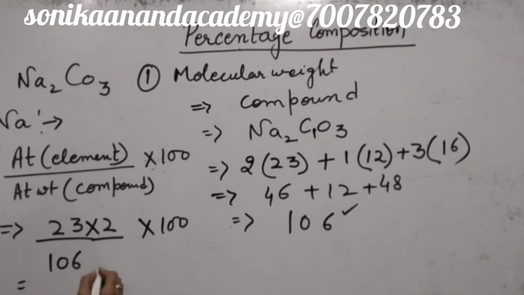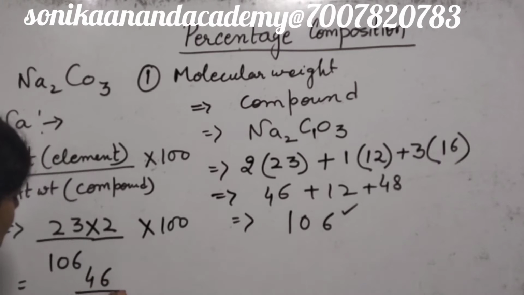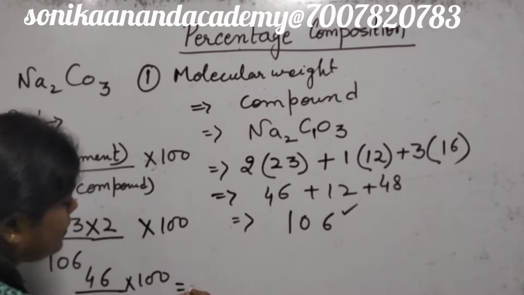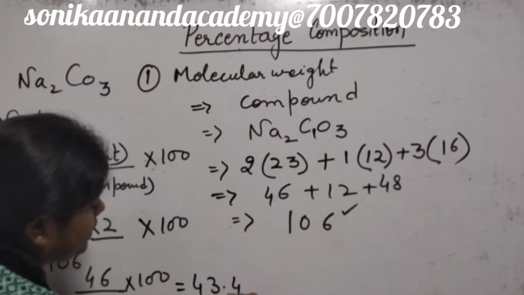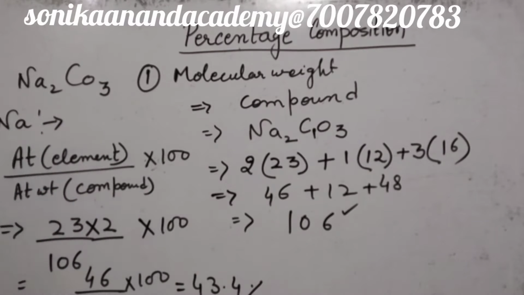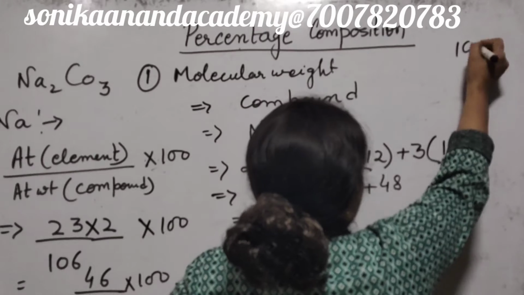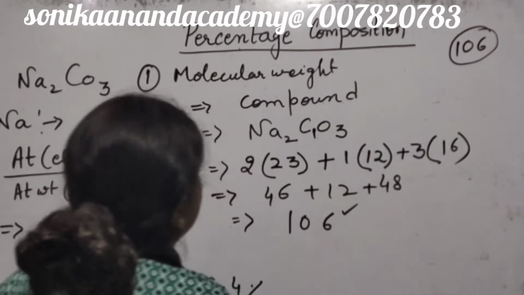Okay. Now solve it. 2 3s are 6, 2 2s are 4, 106 into 100. Now solve it and tell me the answer. Its answer is 43.4 and write down percentage. Clear? Similarly, we find the percentage of carbon. We have total atomic weight 106 of the compound.